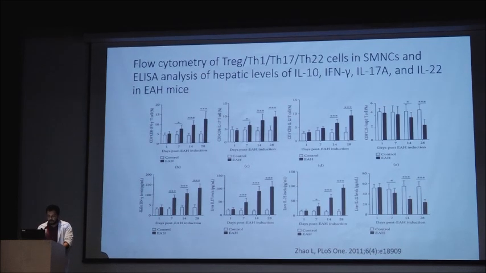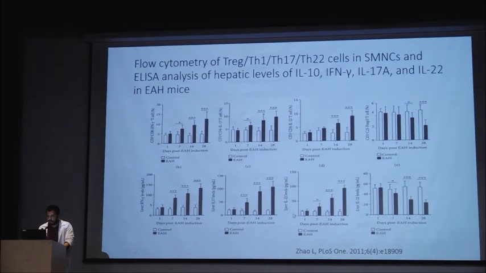Similarly, there is an increase in the interferon, IL-17 and IL-22 level, and there's an initial increase in the liver IL-22 level, which basically gradually declines after day 28.